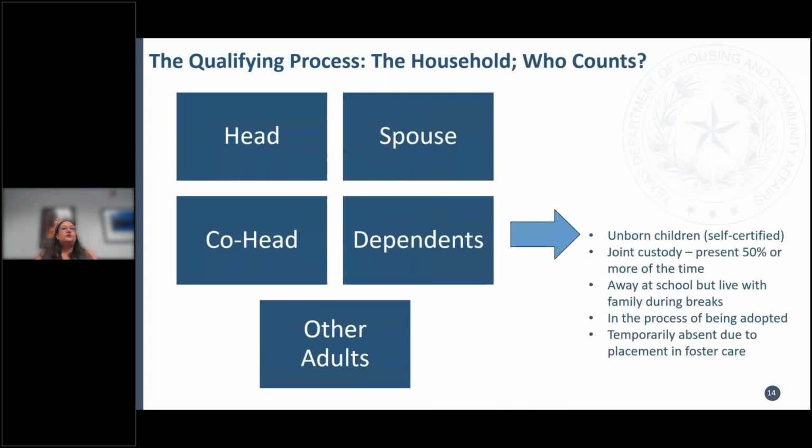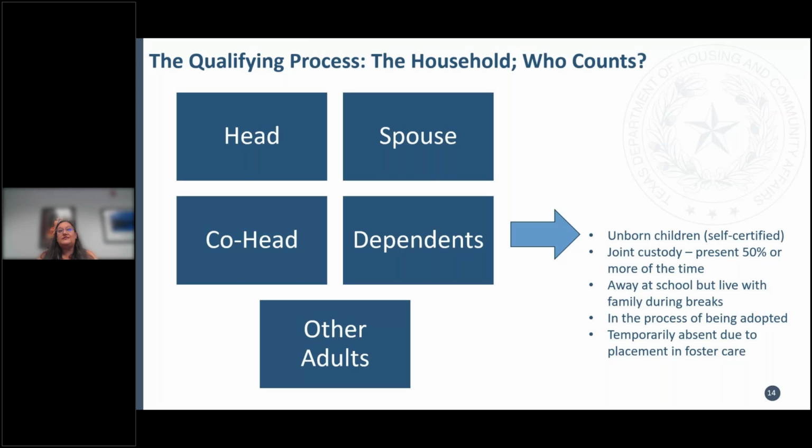So whose income counts? Who counts as a household member? The head, the spouse, the co-head, dependents, and other adults count towards the household. Unborn children as dependents, you would have folks self-certify that. Household members that are there through joint custody and are present 50% or more of the time, that's going to be minor children. Persons that are away at school but live with family during breaks.